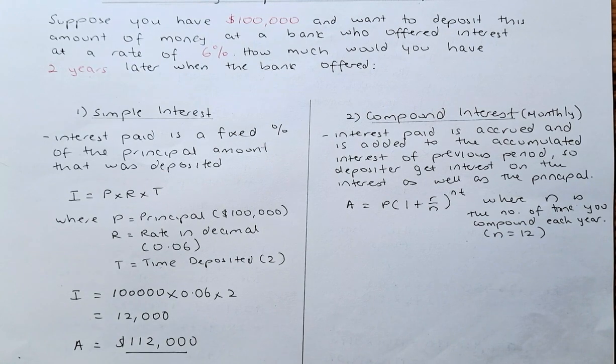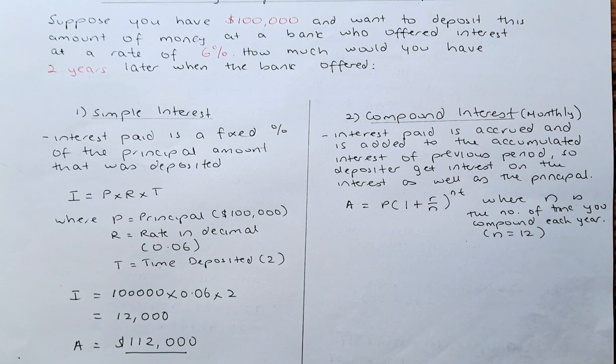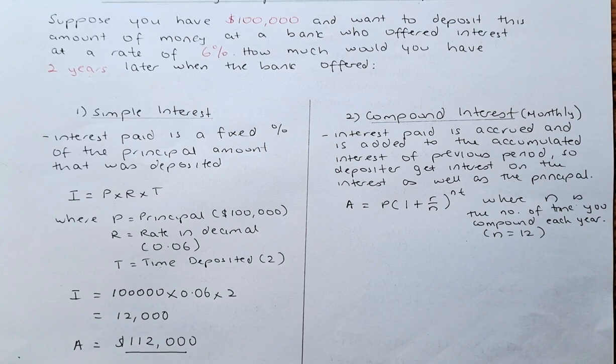So, for example, suppose you are compounded every month, monthly. At the end of the month, you get an interest. So the next month, you get interest on the principal as well as the interest on the interest. So that's what I mean by compound interest.